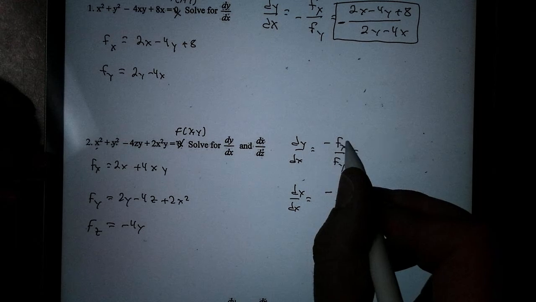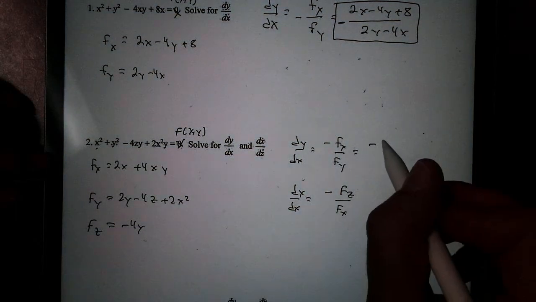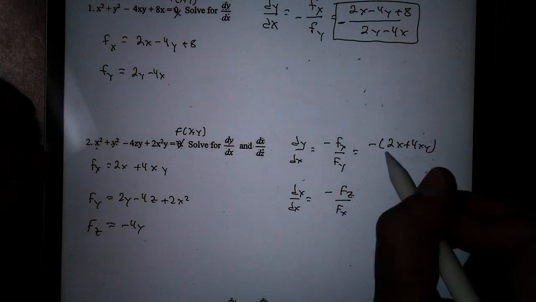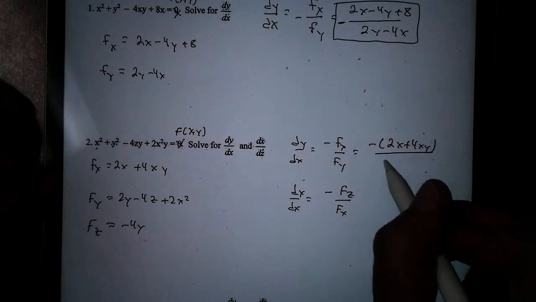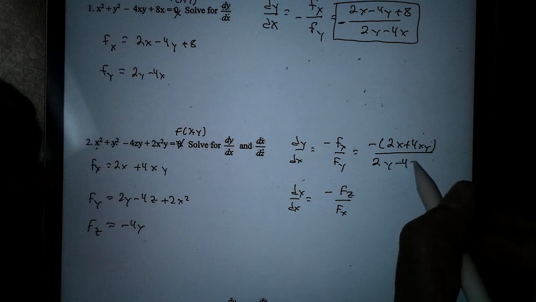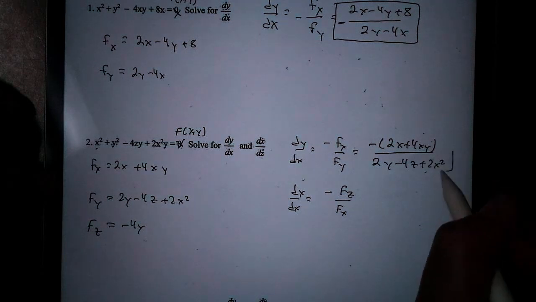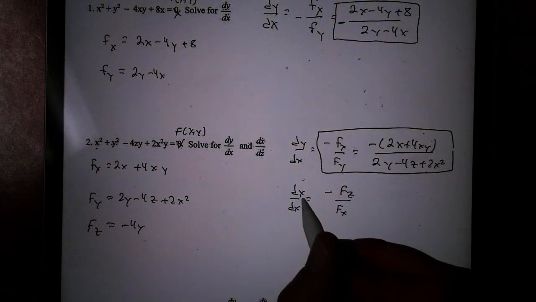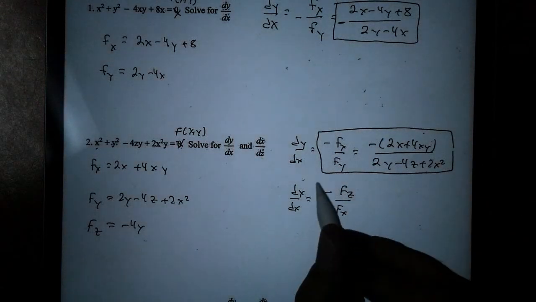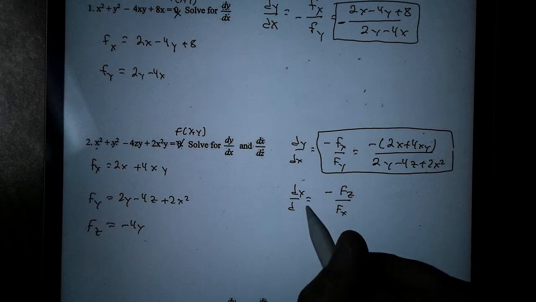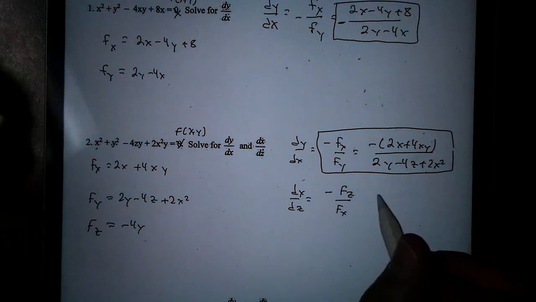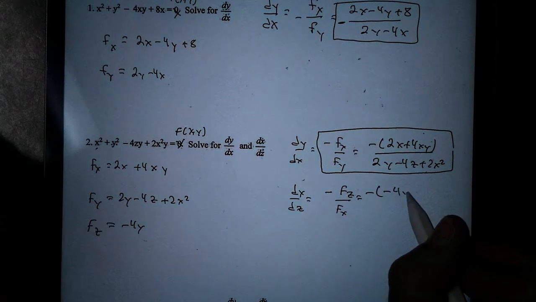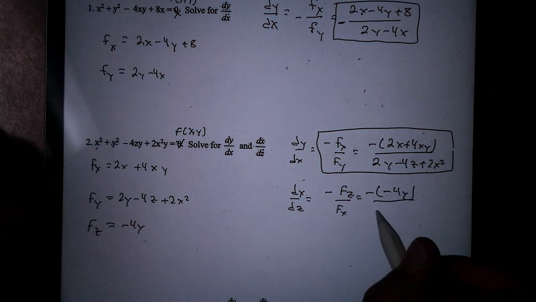And I can just plug these in. I get negative the partial with respect to x, I'm going to use parentheses here, 2x plus 4xy, divided by the partial with respect to y, 2y minus 4z plus 2x squared. And then the partial dx, this should be a dz there. There we go. So the negative of the partial with respect to z over the partial with respect to x.